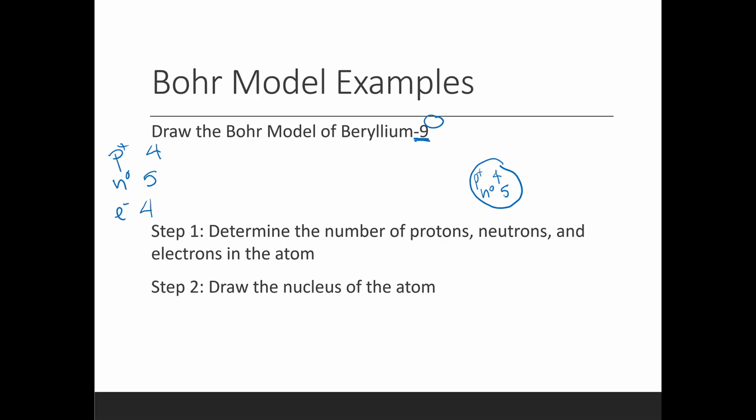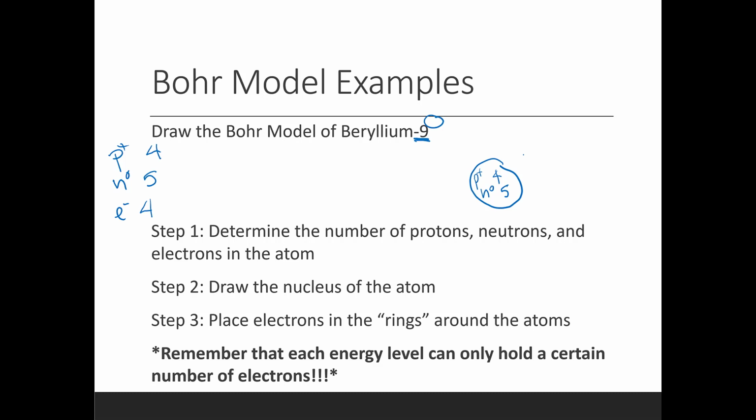That's step 2. Step 3, we're going to place the electrons in rings around the atom. Except I don't want you to actually go through the process of drawing the rings and drawing all the pesky little electrons. So we are just going to add the electrons sort of as a subscript over here on the top right. So remember that there's only a certain number of electrons in each energy level. It goes 2, 8, 18, 32.